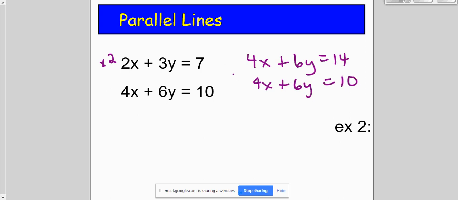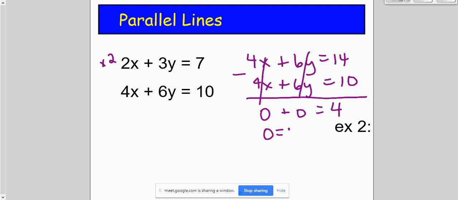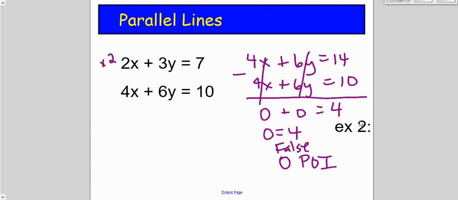And then I'm going to subtract. So 4x minus 4x is 0, so that's gone. And 6y minus 6y is 0, so those are gone. And then I have 14 minus 10, which is 4. So I end up with 0 equals 4, which is a false statement. And that must mean that there are 0 points of intersection.